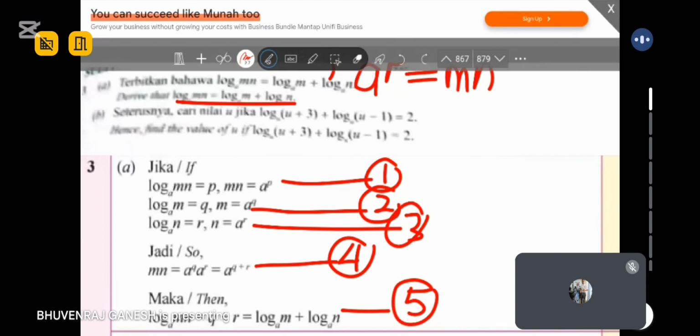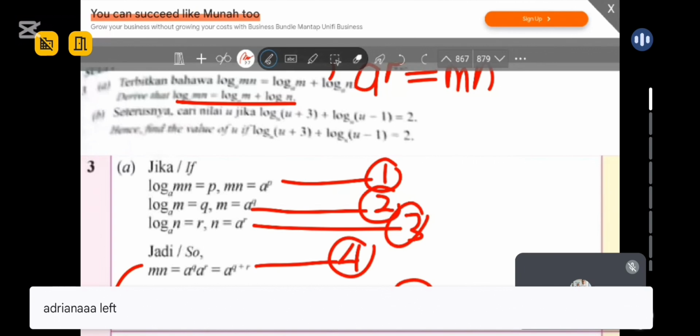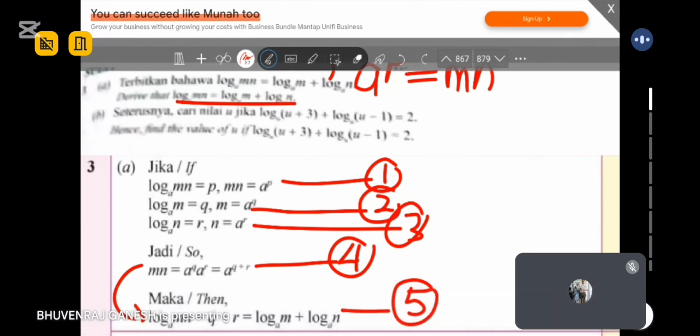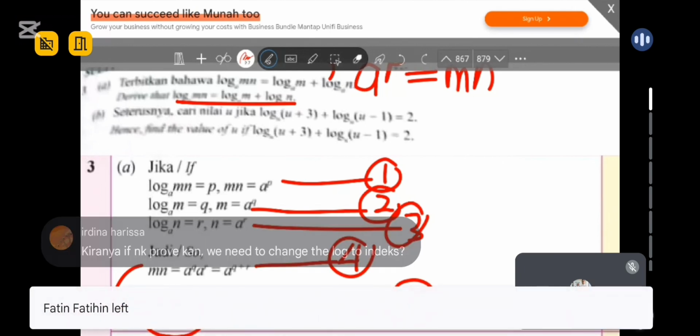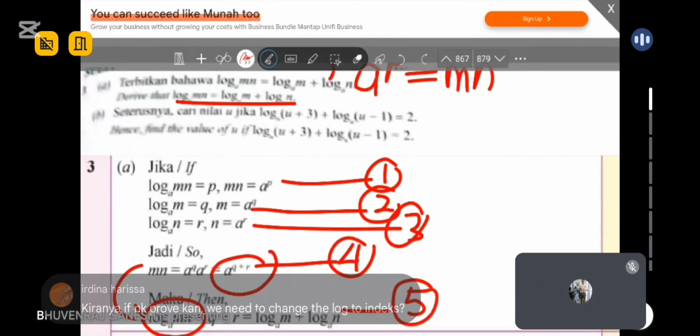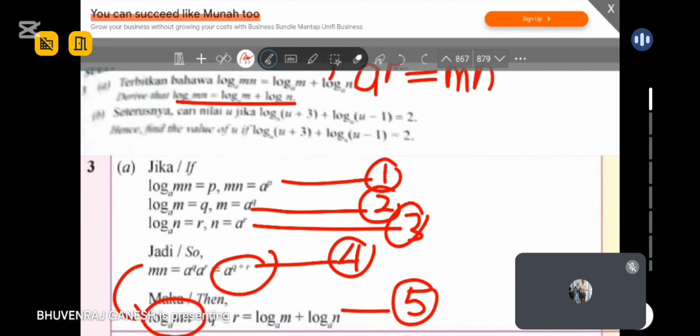Okay, so from step 4 to step 5, you just add log base A. Tambah log asas A. So when you add log base A, you get log AMN. And then you add log base A over here. So log AA is 1. Q plus R, kamu boleh bawa ke depan. Power in log always bring in front. So you have Q plus R.